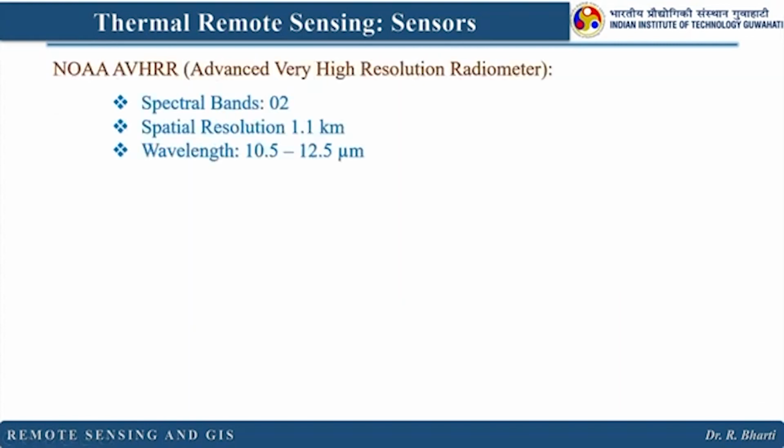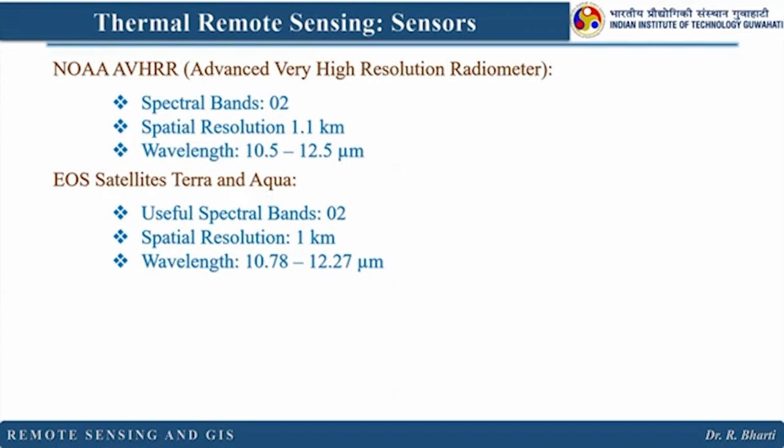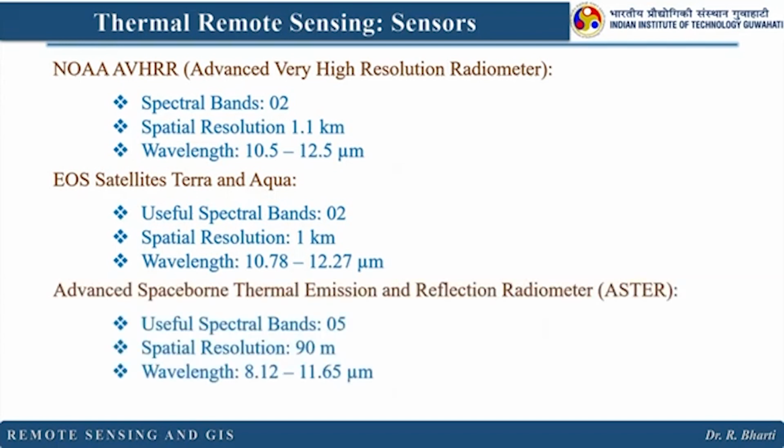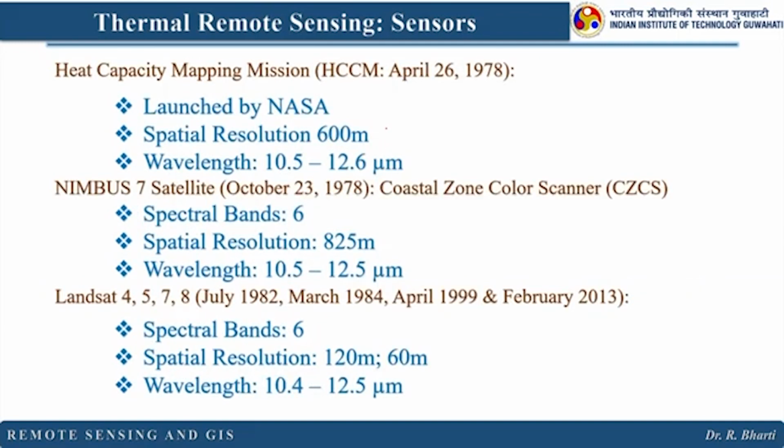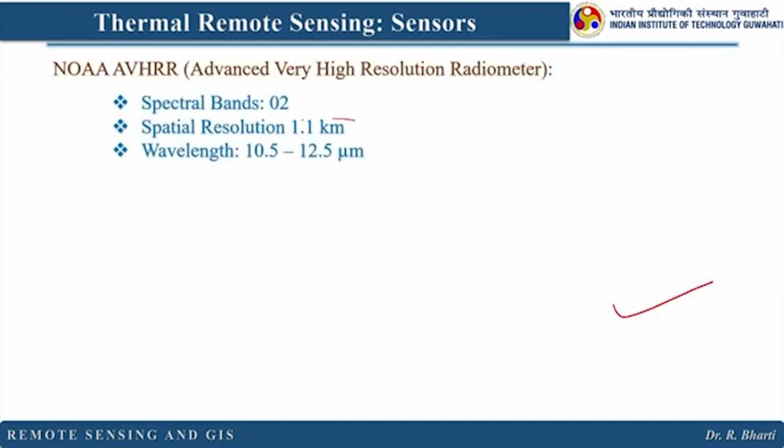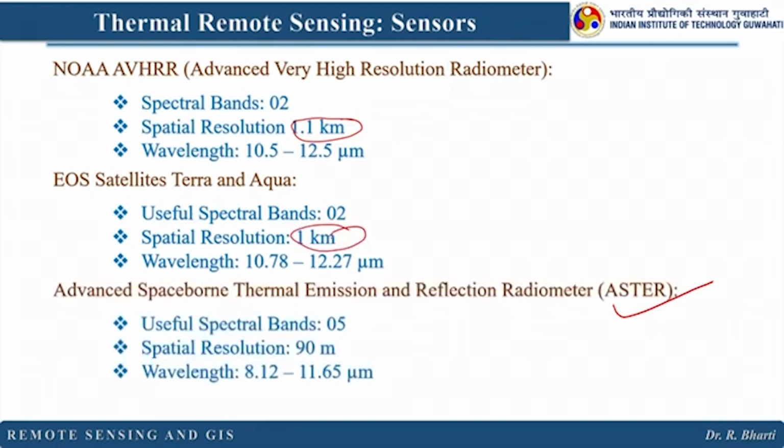NOAA AVHRR, right? Then EOS satellite Terra and Aqua. Then advanced spaceborne thermal emission and reflection radiometer, which is commonly known as ASTER, right? So you can see spatial resolution, 600 meter, 825 meter, 120 meter, 60 meter, right? Then 1.1 kilometer, 1 kilometer, 90 meter. But we do not have very good spatial resolution in thermal infrared. Why? This is the question you have to think, right?